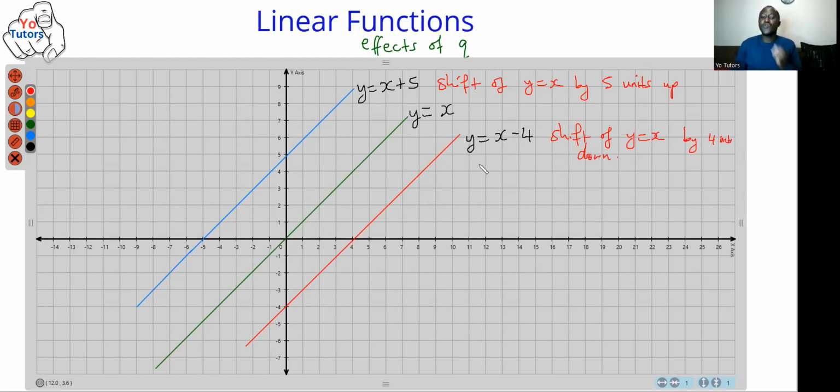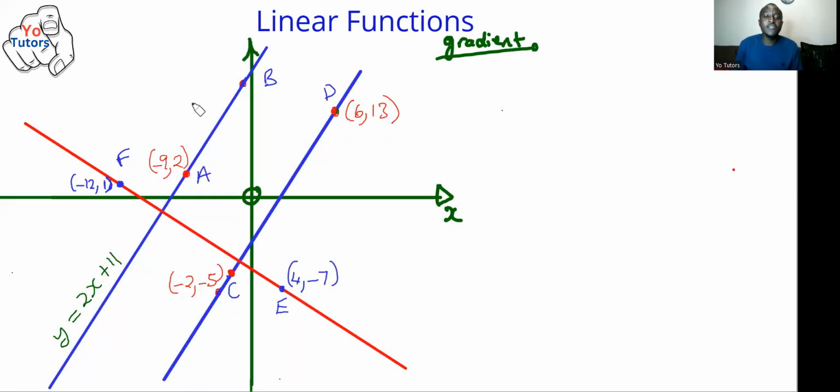So this q is just representing the shift up and down. Whenever you see any value there, you know that your graph is going to cut the y-axis at that particular value. That's all you need to understand there. Okay, now let's move on.